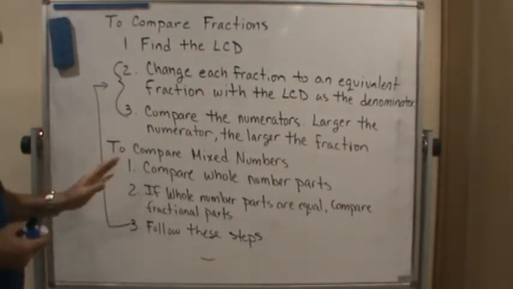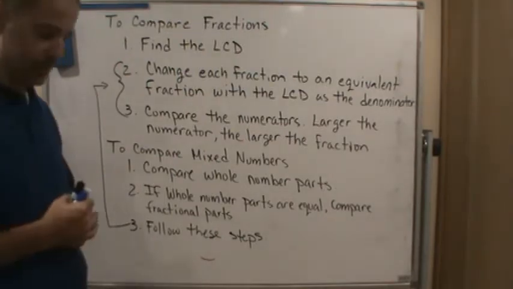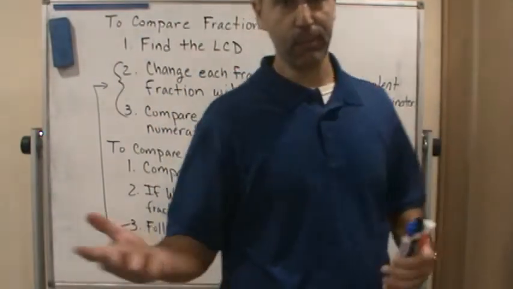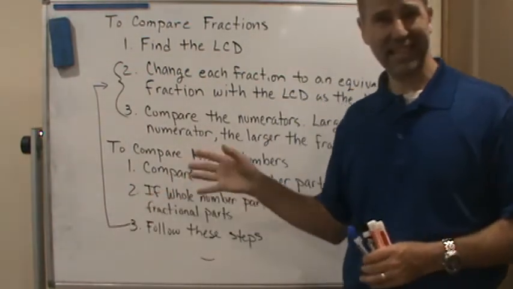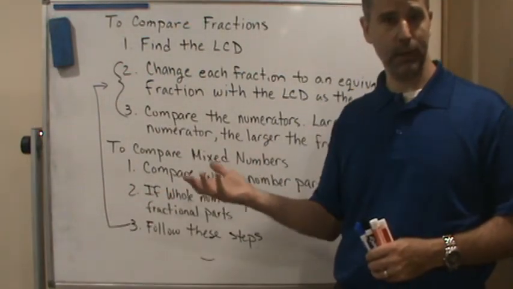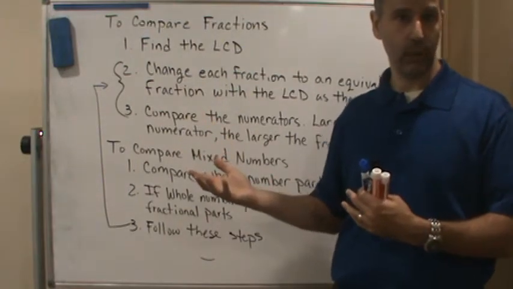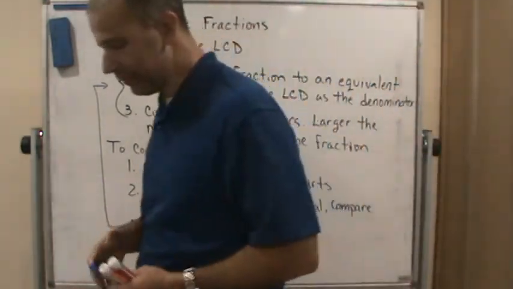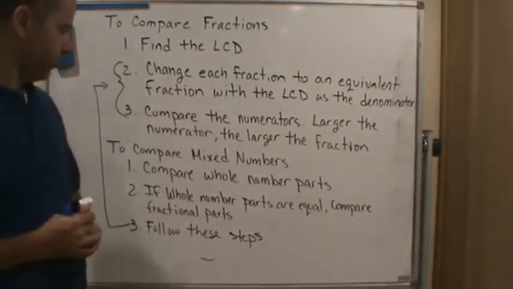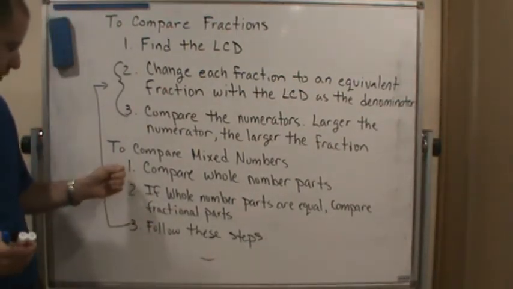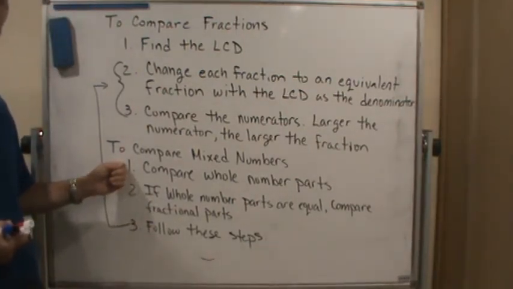When it's a mixed number, then you have a couple of things you need to do first. First thing is compare the whole numbers, right? So that's easy, right? If the whole number is bigger or smaller, then you know that you can compare them easily. But what if they have the same whole number? Then you have to compare the fractional part. So the first step is compare the whole numbers.